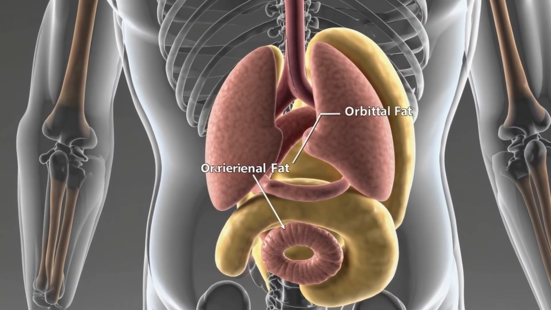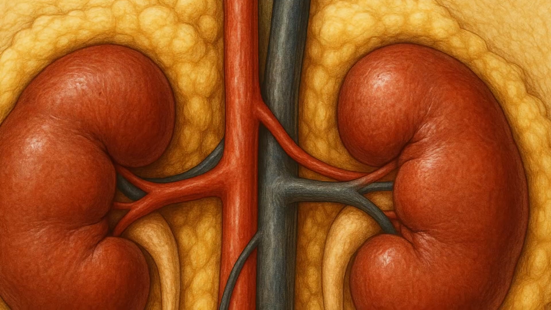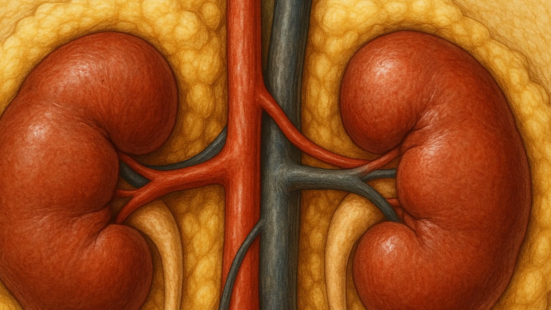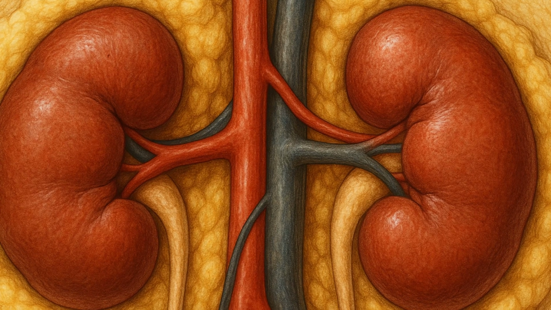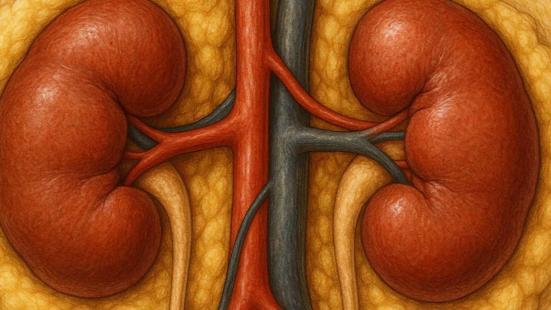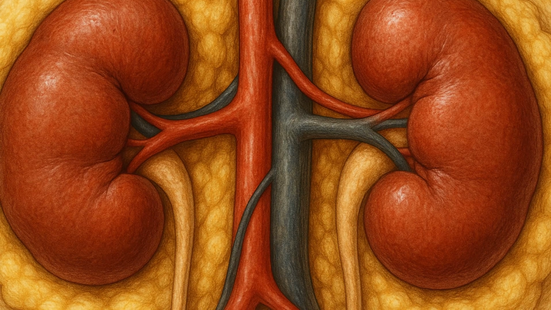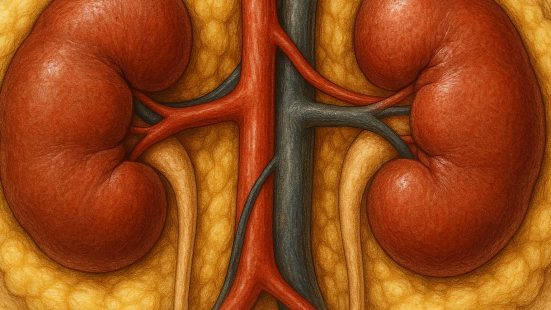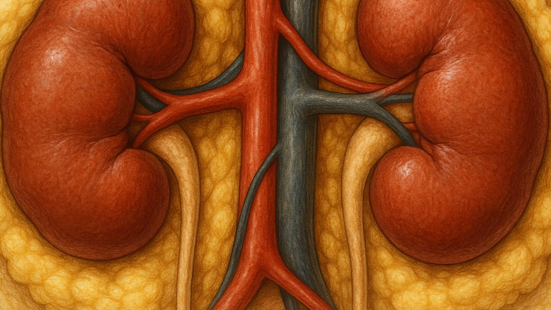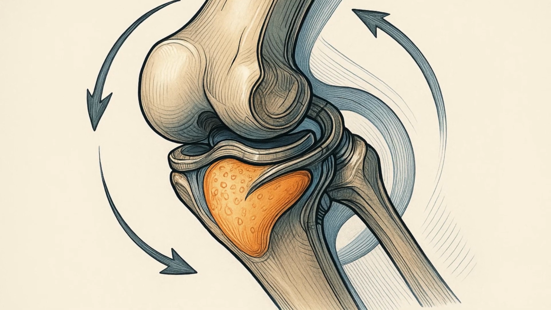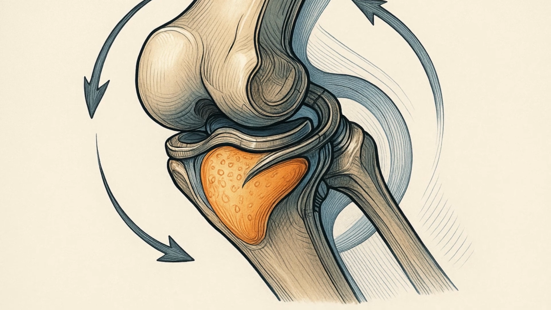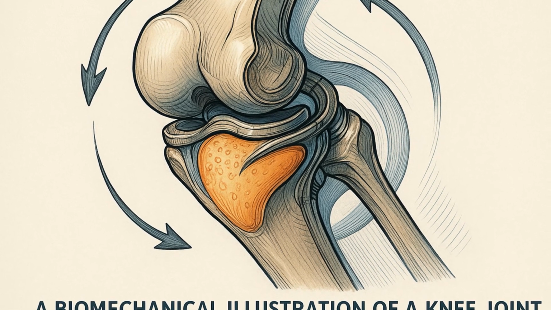Orbital fat around the eyes helps keep the eyeballs properly positioned within the skull and protects the optic nerve from compression injuries. Fat surrounding the heart, pericardial fat, helps buffer the myocardium from physical trauma and friction against the chest wall during vigorous activity. Even within joints, small fat pads like the Hoffa's fat pad in the knee reduce friction and support smooth movement. Moreover, adipose tissue's mechanical properties extend to its role as a filler and stabilizer.